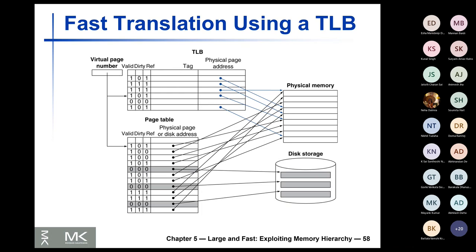Now I have a question. Notice, look at the TLB. Other than the physical page address, the index is still the virtual page number, no issues. Other than the physical page address, there is suddenly another tag field that has come. There are valid, dirty, reference bits which are also copies of the page table entries. Suddenly one tag field has come. Why is that, may I ask?